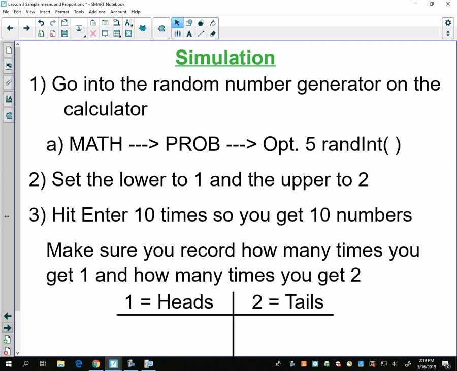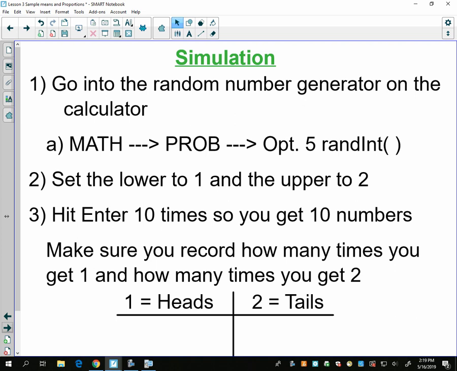Top left drawer. I'm going to do one too. I need you all to do this, okay? All right, now we're going to set the lower to 1 and then the upper to 2. Why are we doing that? Well, we only want 2 options. We want heads or tails, right? Guys, 1 and 2, heads or tails. So we're going to say that getting a 1 represents heads and getting a 2 represents tails.